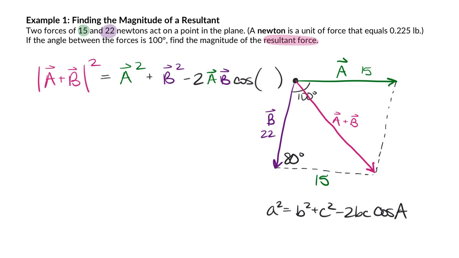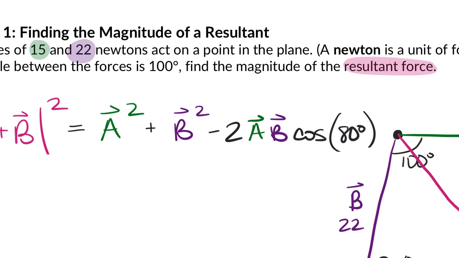Don't give me a letter, give me a number. What's the included angle here? The included angle? 80. Now to make this more scientifically correct, every single one of these, since we're dealing with magnitudes, needs to have the absolute value bars.